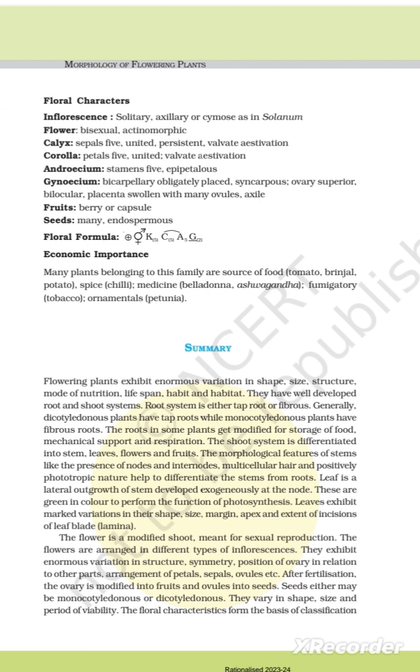Floral characters: inflorescence solitary, axillary or cymose as in Solanum. Flower bisexual, actinomorphic. Calyx: sepals five, united, persistent, valvate aestivation. Corolla: petals five, united, valvate aestivation. Androecium: stamens five, epipetalous. Gynoecium bicarpellary, syncarpous, oblique, ovary superior, bilocular, placenta swollen with many ovules, axile. Fruit berry or capsule. Seed many, endospermous. Floral formula.